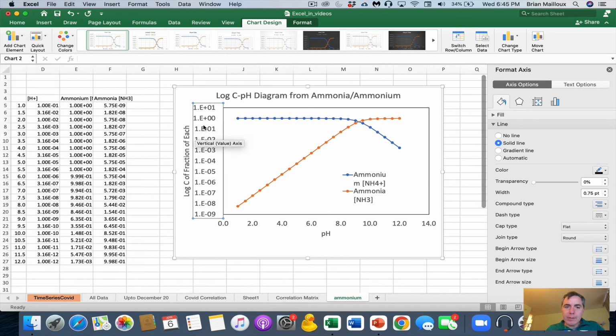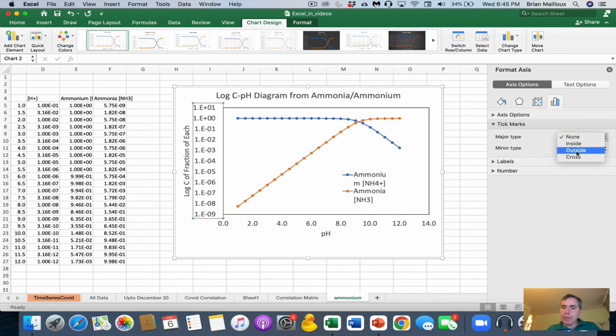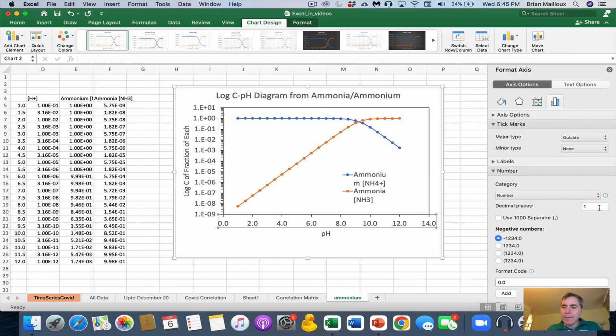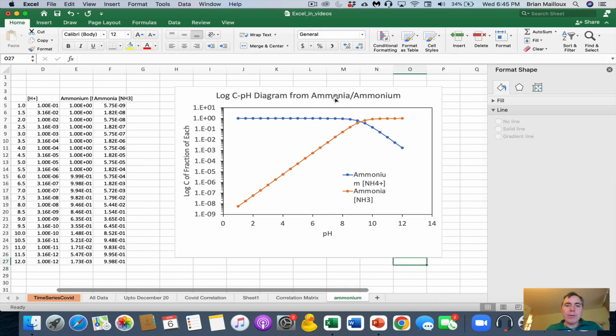So if we click in here, let's see if we can go find them. We're gonna want the tick marks. We're gonna do major type outside, minor type outside. I like minors, this way you easily see it's a log graph. I'm gonna click here, we'll put tick marks, major outside for the pH, so that looks nice. For pH, I don't know if we need all those numbers, so for the numbers, maybe we'll go 0 decimal places also. That looks pretty good. So I think that's looking pretty good now.